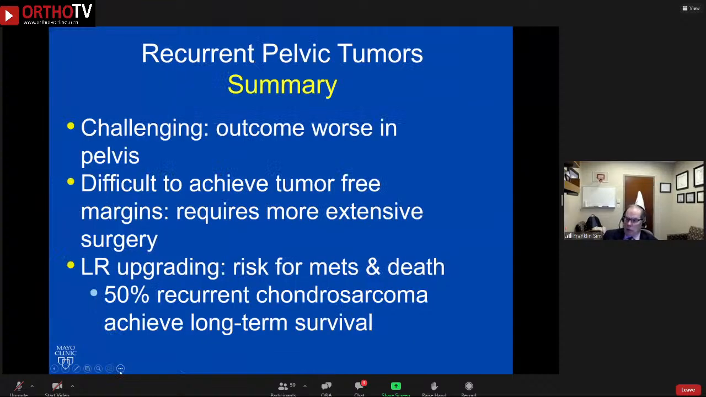So recurrent sacropelvic tumors are very challenging. The outcome is worse than in more distal lesions. And it's very difficult to achieve tumor-free margins. So in this area, it generally requires more extensive surgery. And local recurrence is to be avoided. The first operation to have a chance of local control is the most important, because with recurrence, you see biological upgrading with risk for metastasis and death. In our series, 50% of patients with recurrent chondrosarcoma achieve long-term survival. So I'll turn it back to Manish.